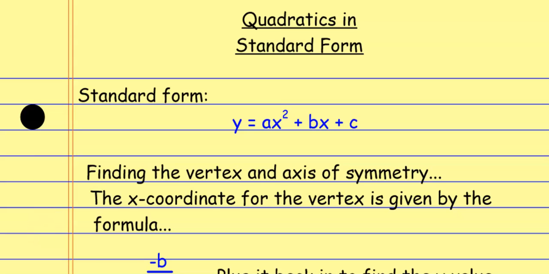When we're solving quadratics, typically they're written in standard form, if we're solving by factoring or the quadratic formula. So we see this format a lot.